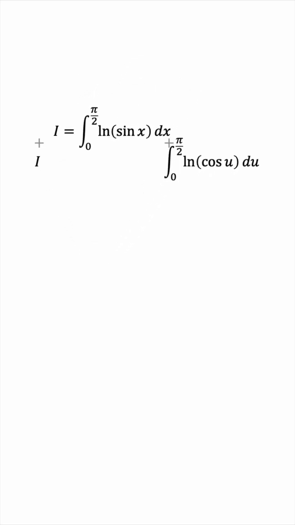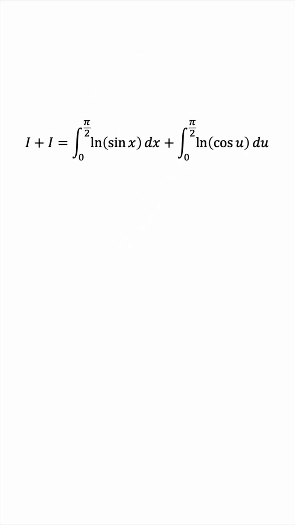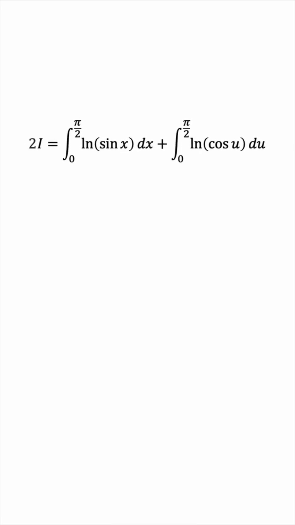So we'll have I plus I, the sum of the two copies. So 2I is equal to the sum of these two integrals. Now you may be wondering, one of them is in terms of x, and one of them is in terms of u. So how can we add them? That's actually not a problem, because u here is just a dummy variable for integration. So we can use the trivial substitution u equals x. And that solves the issue.